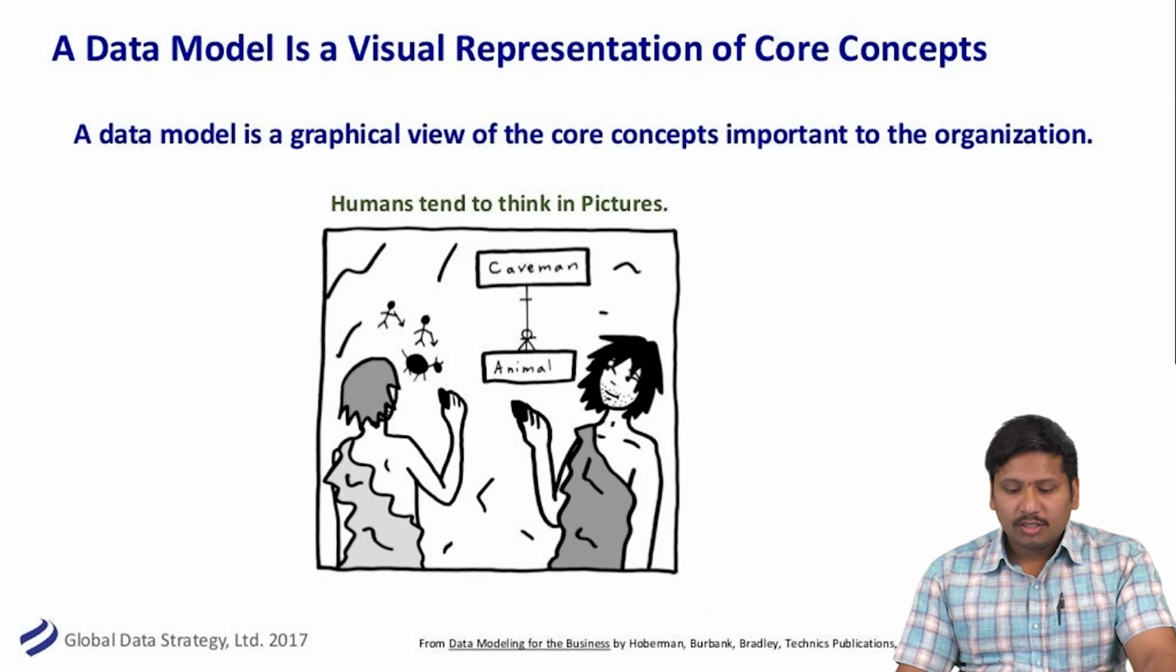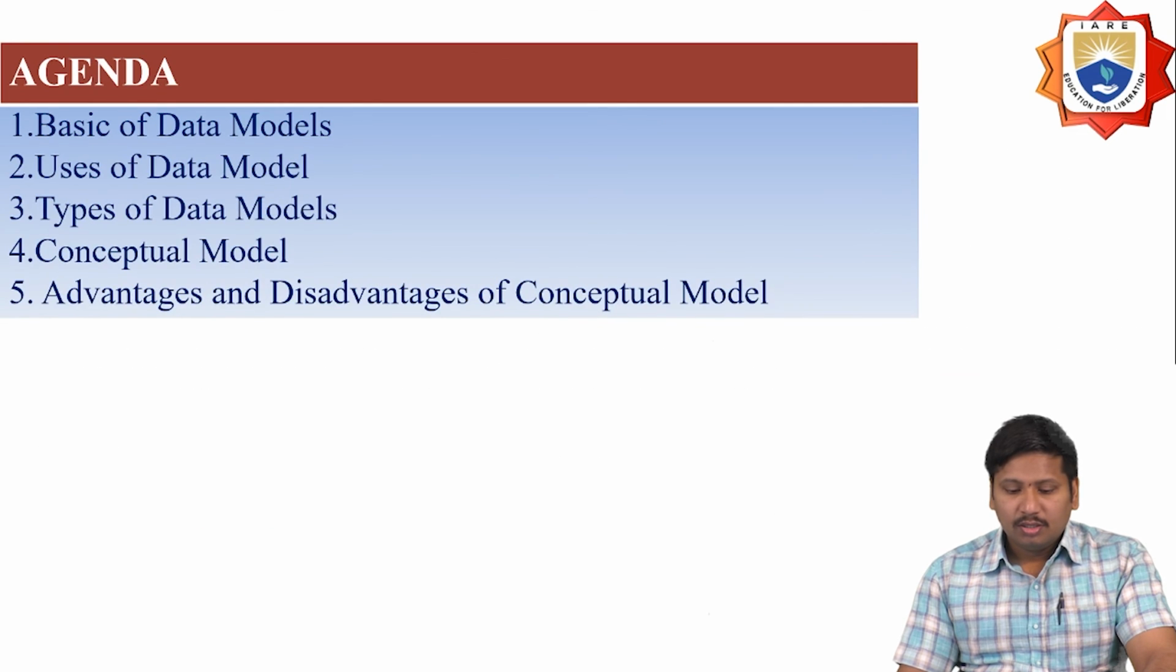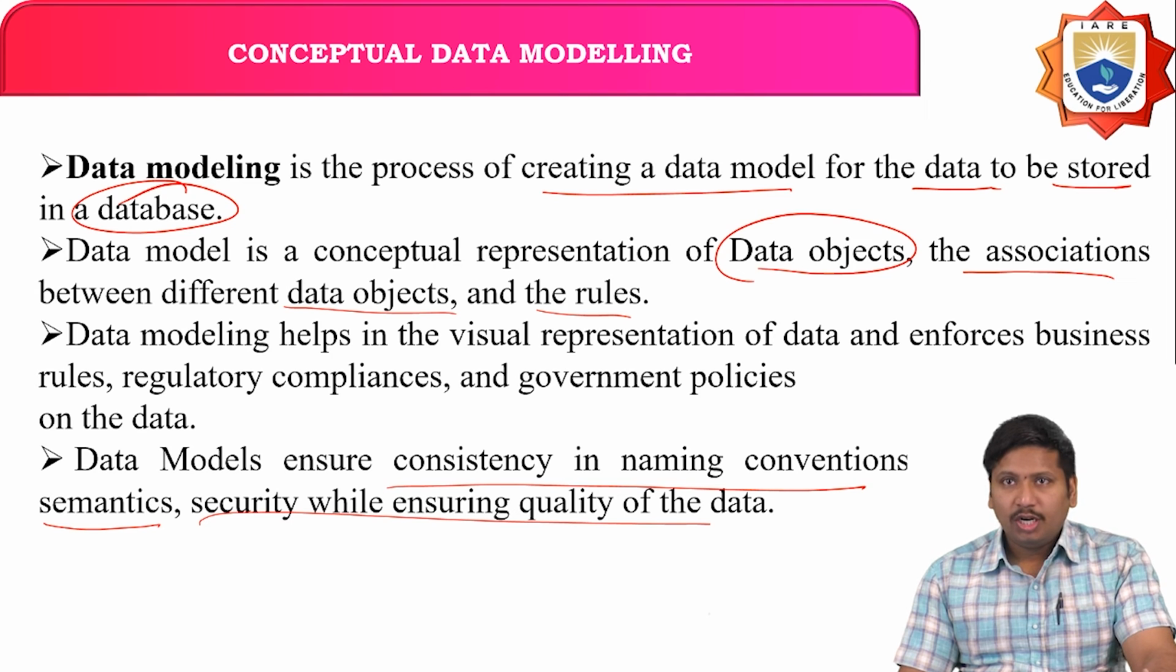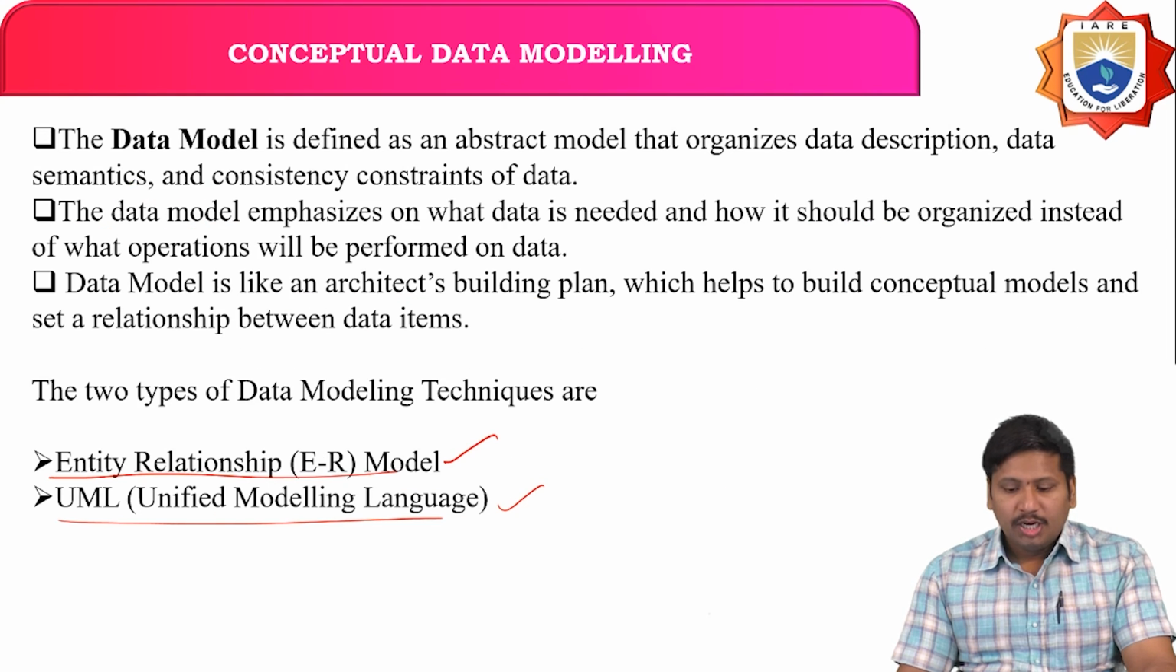So in this model I discussed what data modeling is. So what is data modeling? Data modeling is nothing but a process of creating the data model for the data going to be stored in the database. And this data model should be the conceptual representation of data objects, and also represent the relationship between the data objects and rules. So the data model is going to define the abstract model: how the data is going to be organized, what kind of data description is there, data semantics and constraints of the data.